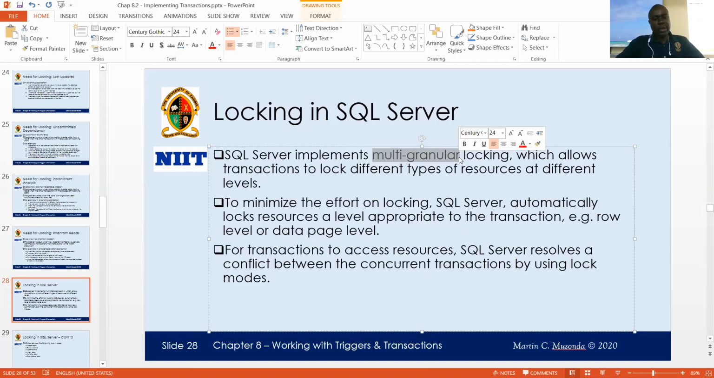Now remember, SQL Server does this automatically. It will look at the transaction, the statements that it is executing, and determine what will be the most appropriate level at which the lock should be implemented.